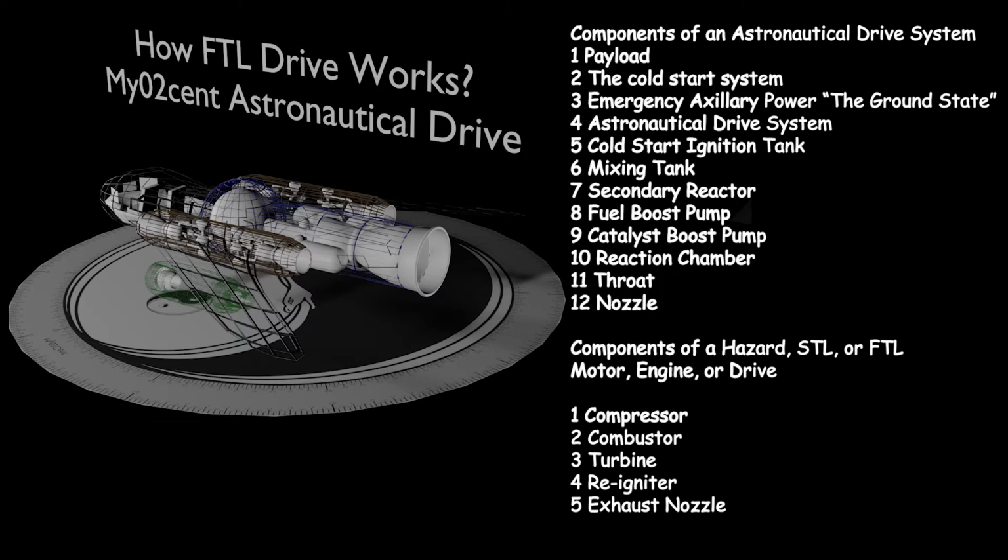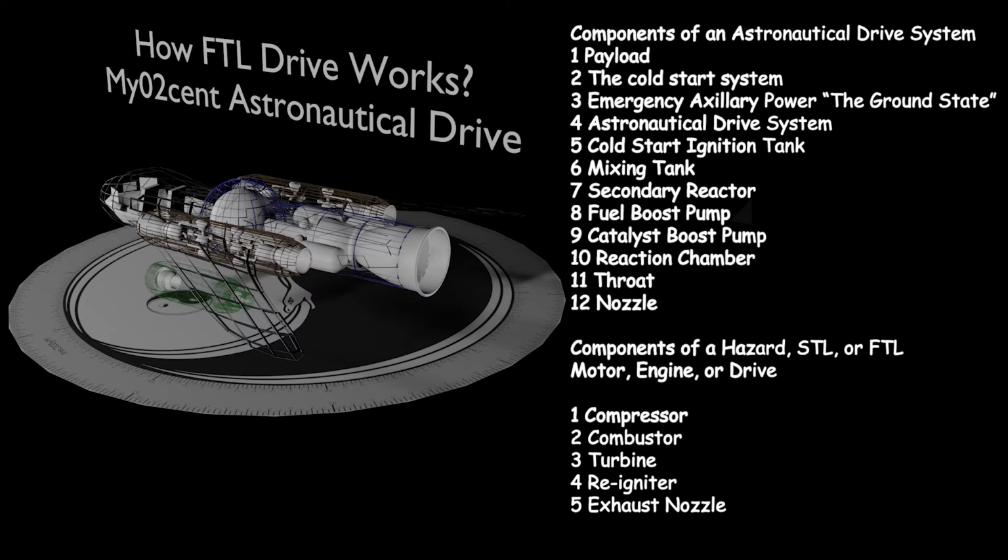Second, what is an astronautical drive system? In short, the astronautical drive system is all the necessary components and systems engineered for the operations of the drive system. There are four categories of drives which comprise the astronautical drive system. They are thrusters, hazard drives, slower than light (STL), and faster than light (FTL). The next category would be interdimensional or extranautical drives, but that is a topic for another video.